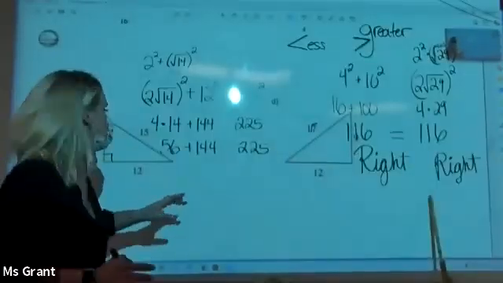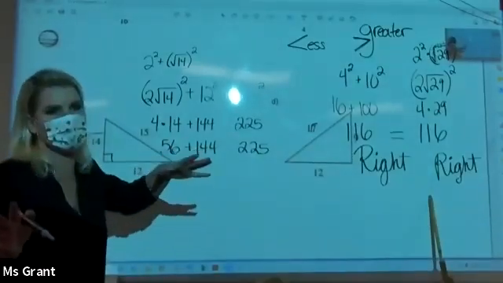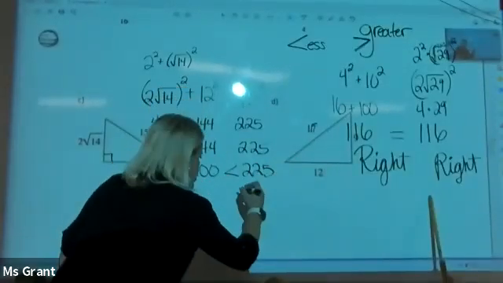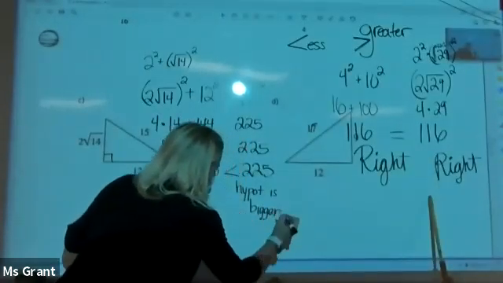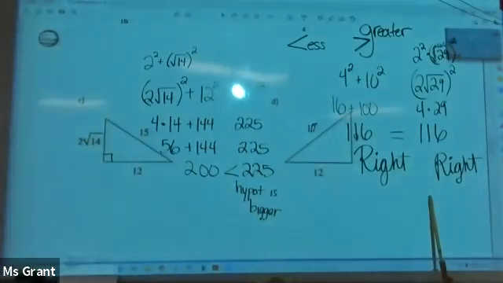Well, first tell me the number. What is 56 plus 144? 200. 200 is less than 225. That means that my hypotenuse is bigger. What kind of triangle is that? Acute, obtuse, right? Obtuse.